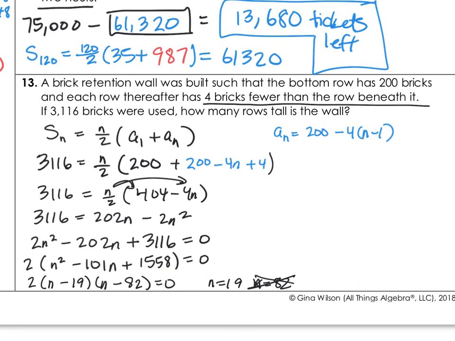But this one ends up being extraneous, because if I plug that in, it's not going to work. If I plug in that n of 82, it's too big. It won't work. But 19 does. So, how many rows tall is it? It's 19 rows tall. So notice how we're using the same formula, but we're solving for something different.